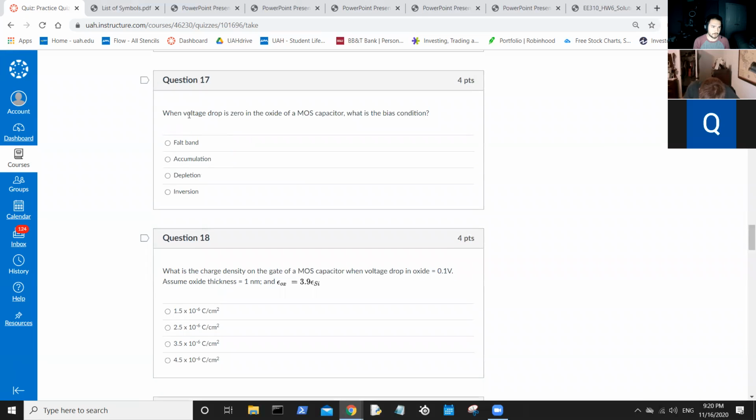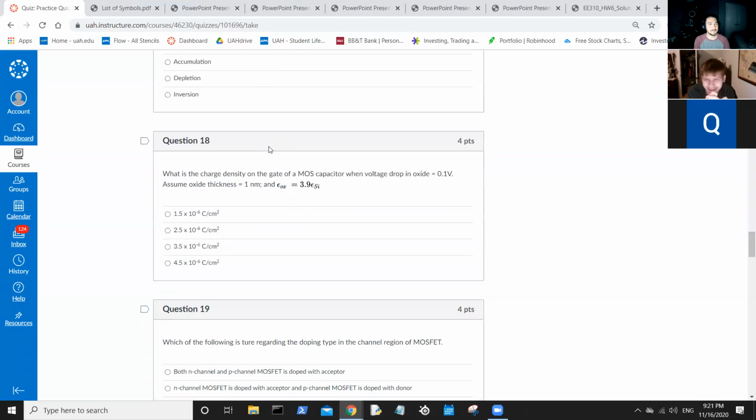Question 17. When voltage drop is 0 in the oxide of a MOS capacitor, what is the bias condition? The voltage drop in the oxide is 0. There is 0 voltage drop across the highest resistance component of the system. What can that tell you about the system? It tells you there's no voltage across the system. What does it mean when there's no voltage across the system? We're talking flat band here, but flat band in reality.